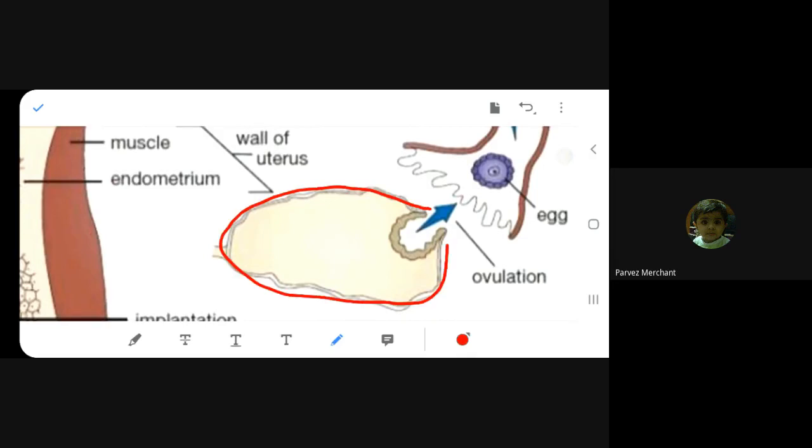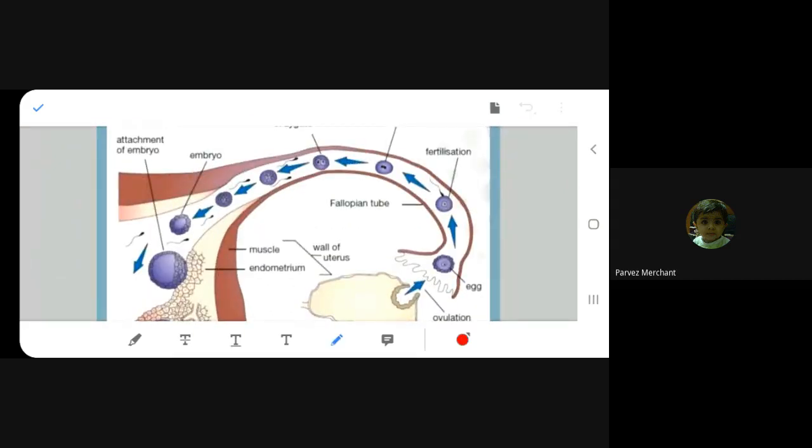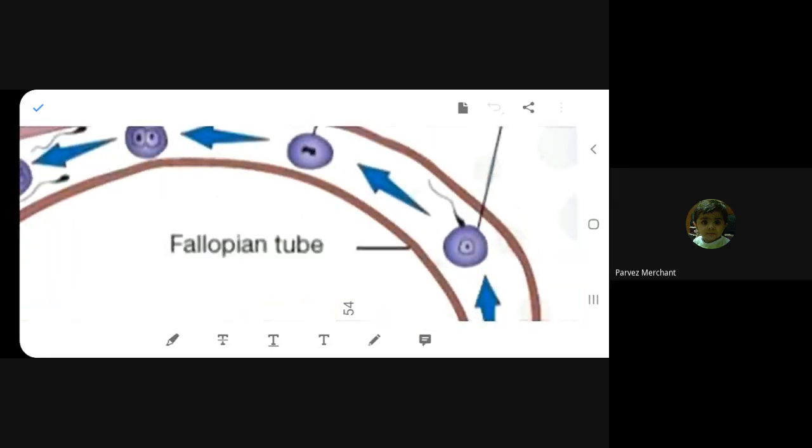And what has come out? Yes, ma'am, egg. This process is known as ovulation, when the egg is released. Okay, now what happens? This egg, let me magnify it. This is a better slide than the earlier one, so I've taken it. This egg is fertilized by the sperm. Can you see this sperm? Fertilization has taken place over here.